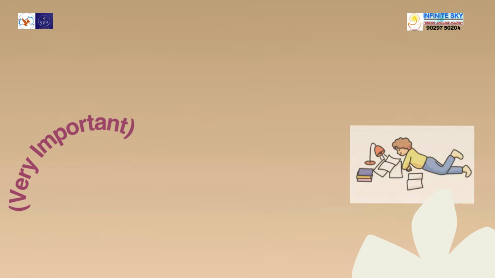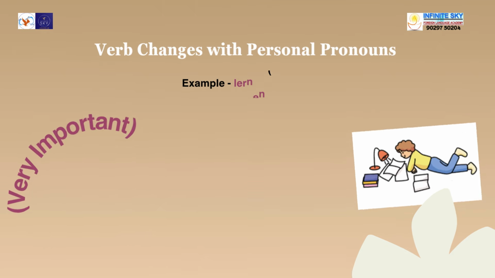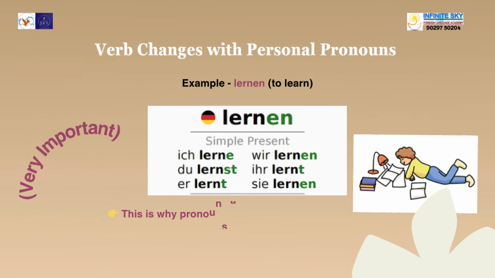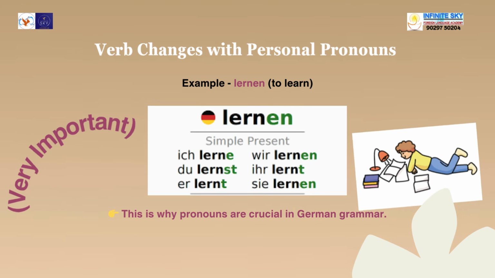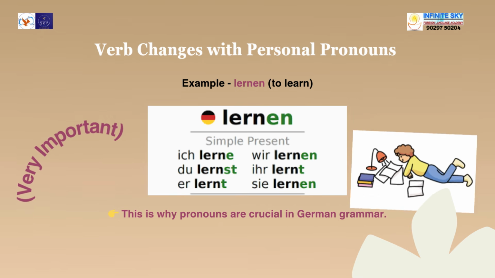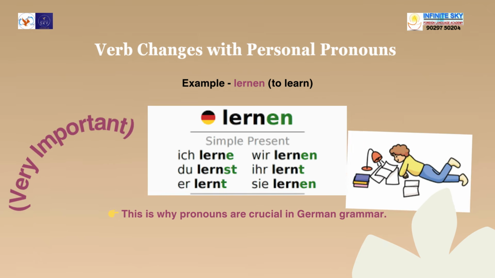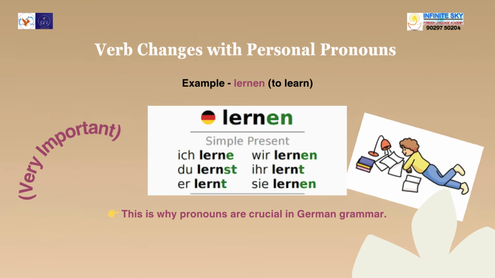Now this part is very important. In German, verbs change according to the pronoun. Let's take the verb lernen, meaning to learn. Ich lerne, du lernst, er, sie, es lernt, wir lernen, ihr lernt, sie lernen. This is why pronouns are not optional in German. They directly affect the verb.